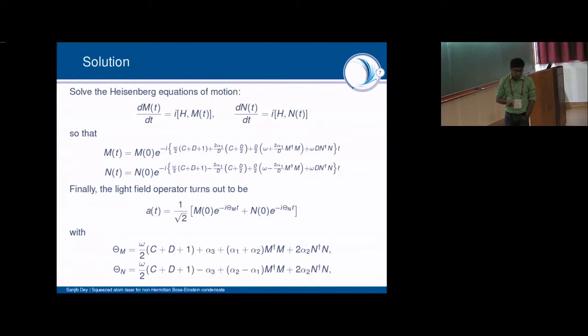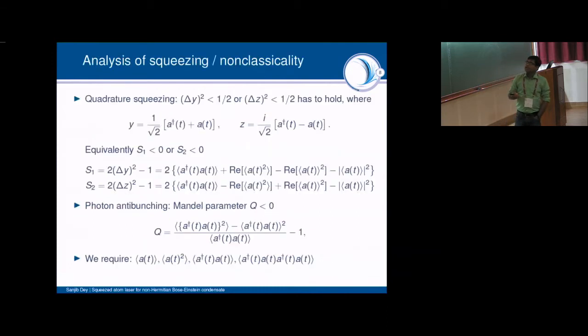Now we have to analyze and see whether this can give a nice physical system and gives squeezing or non-classicality. So just to introduce the notions of non-classicality and squeezing, we know that there are many standard procedures, but here I have taken only two: one is the quadrature squeezing and the other is photon anti-bunching. Of course, I can calculate the Wigner function or the other standard procedures, but these two should be enough. For the squeezing to exist, we need these two conditions; either one of these conditions has to be satisfied.